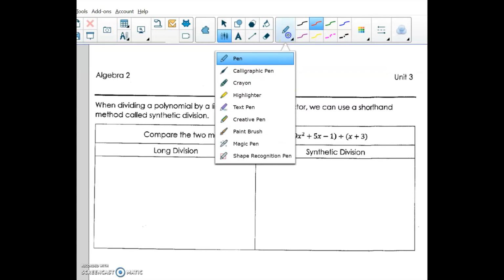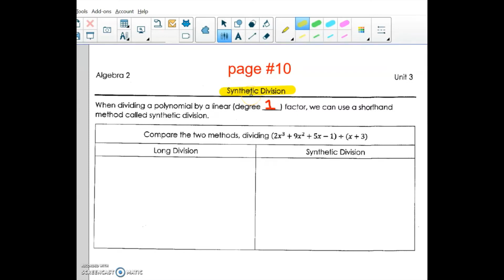Now, if you don't have degree 1, you have to do the long division. So it can only be done when you have a polynomial divisor that is like, let's use x plus 1, where your degree is 1. So the only time this can work is if your degree is 1. All right, so let's compare the two methods.